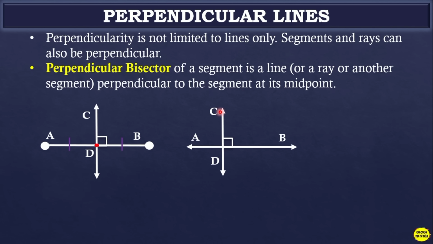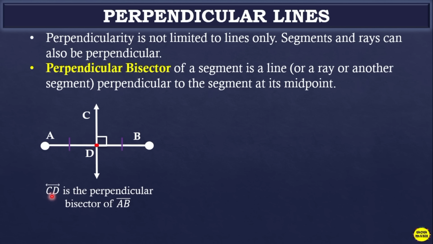Okay, so again, ulitin ko. Dito po, this is just a perpendicular lang po siya kasi nag-form siya ng right angle, two right angles. Pero hindi siya bisector, hindi po siya perpendicular bisector kasi hindi po siya dun sa midpoint nung line niya dumaan. Okay, so it does not contain the midpoint unlike this one. So we have line CD is the perpendicular bisector of segment AB since it contains the midpoint of your segment and it forms two congruent segments.